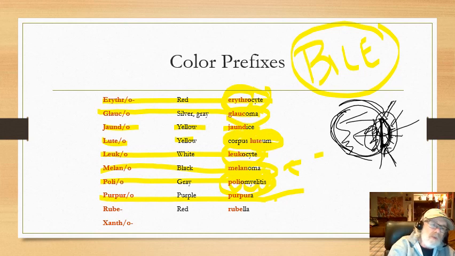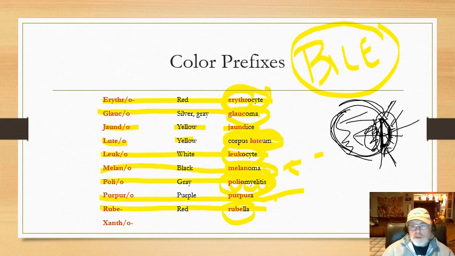Rubeo also means red. Means red. Rubella. What's rubella? Rubella is German measles. Why do they call it rubella? Because the rash is sort of a reddish rash. Okay, people worry about rubella. Okay, and they say, oh, it's bad stuff. Actually, people aren't very sick with rubella.